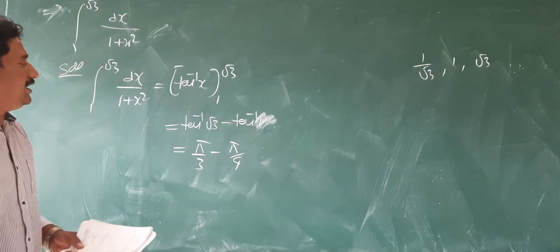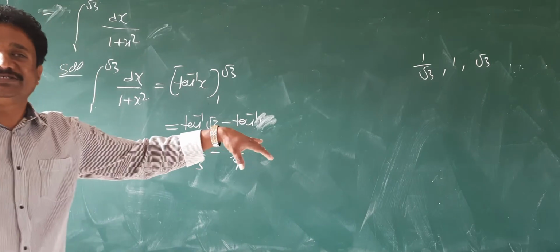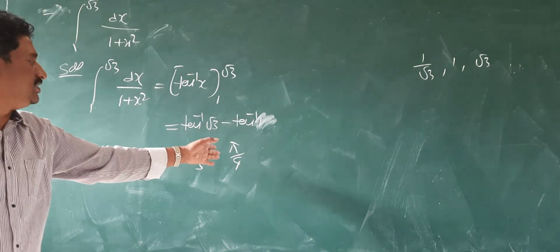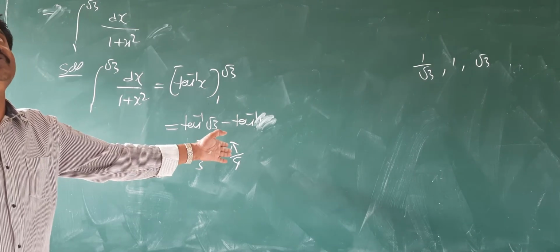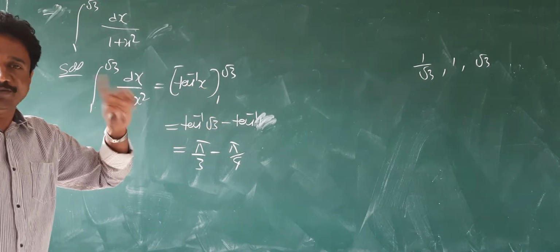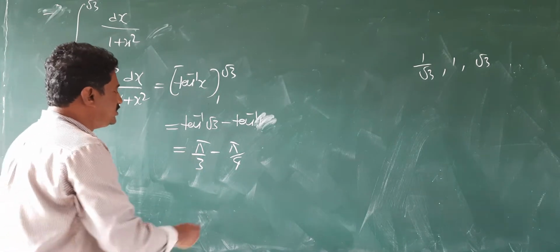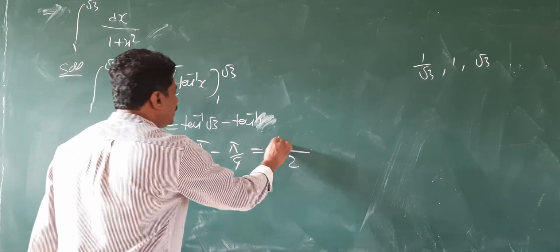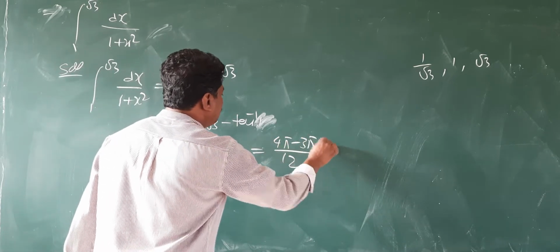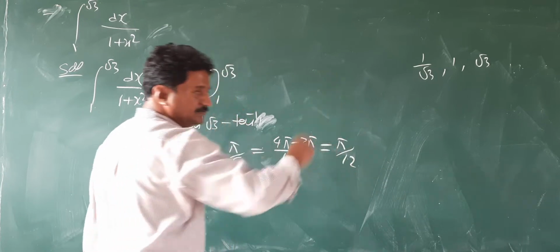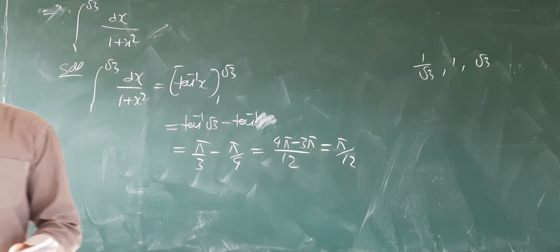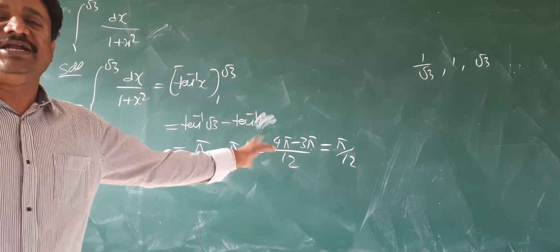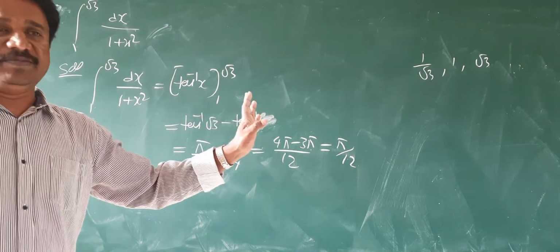Even writing in terms of degrees is acceptable. You can write this in degrees also: 60 degrees, 45 degrees. 60 minus 45 is 15 degrees. That is correct, but it carries fewer marks. LCM, what is the LCM? 12. Cross multiply: 4 pi minus 3 pi. Tell me that. Pi by 12. Usually we expect the answers in radians. Even if you write in degrees, no problem, you will get marks, right?